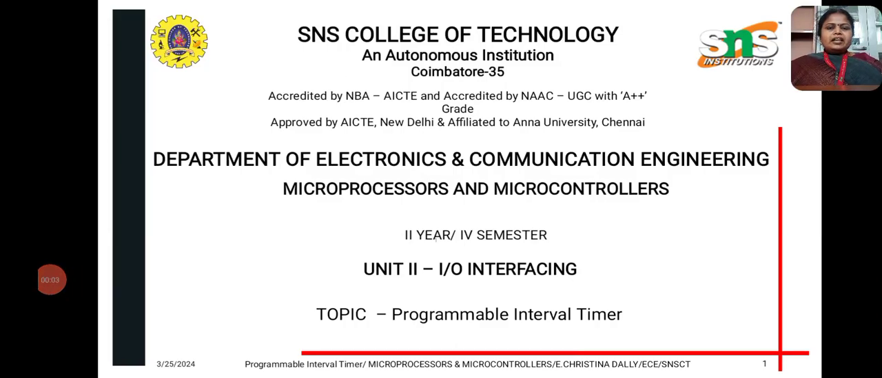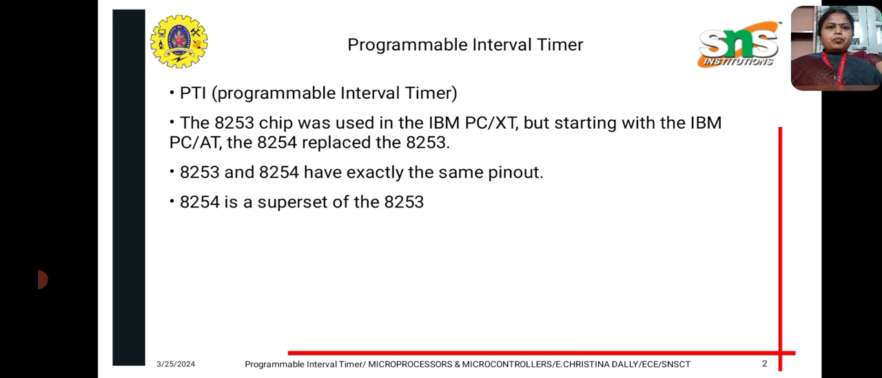Hi everyone, in this lecture series we are going to see about the programmable interval timer. The programmable interval timer IC number is 8253. It was a chip used in the IBM PC, but starting with the IBM AT, the previous number has been replaced by 8254. The 8253 and 8254 have exactly the same pinout. 8254 is a superset of 8253.